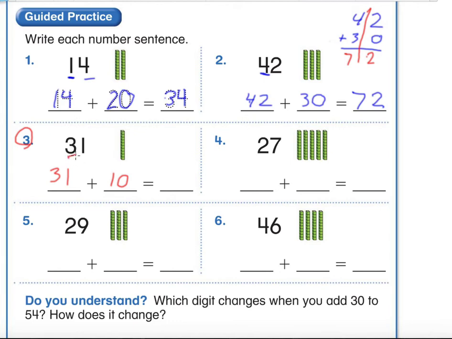So we could count on from 30 because we have a 3 in the tens place. And we're just going to count on by tens. So 30, 40, stop. So it's 40, and then we just have a 1 in the ones place. So 41. Or we can think about how many tens we have. We have 3 tens here and 1 ten here. 3 plus 1 is 4 with a 1 in the ones place. Still gets 41.